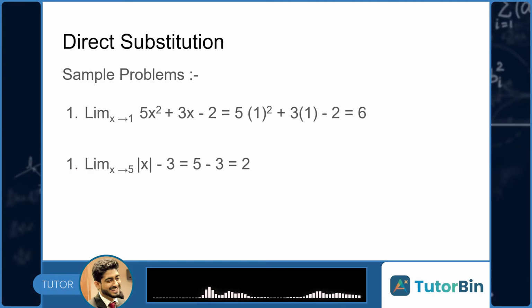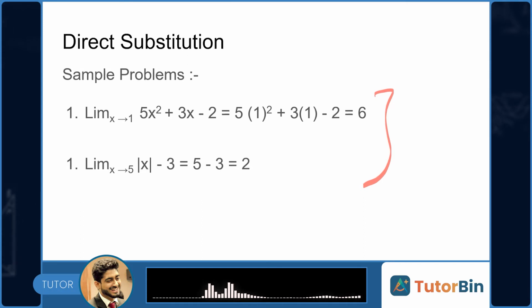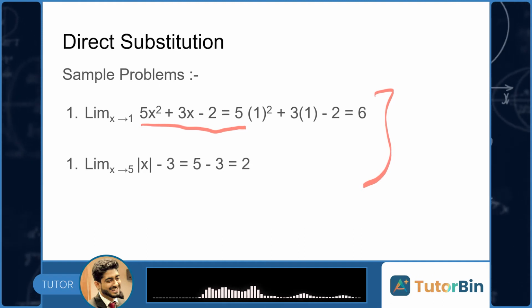So I'm taking a problem. We have the function limit x tends to 1, 5x square plus 3x minus 2. It's just a direct substitution problem. Here we can substitute x equals 1 in this function directly because it's a continuous function. 5 multiplied by 1 square plus 3 multiplied by 1 minus 2, that is 6.